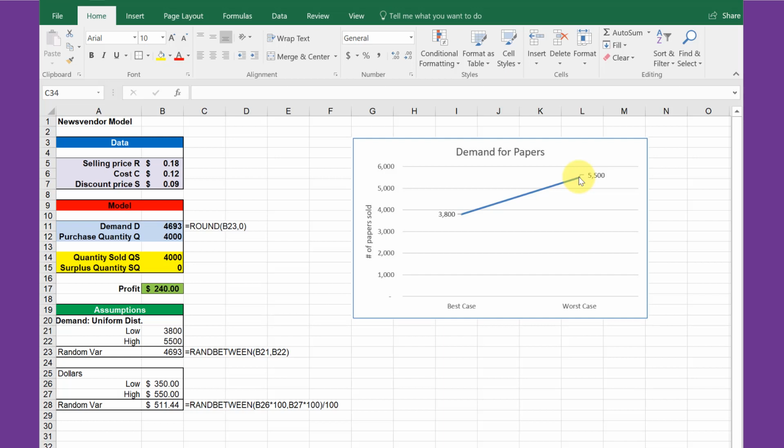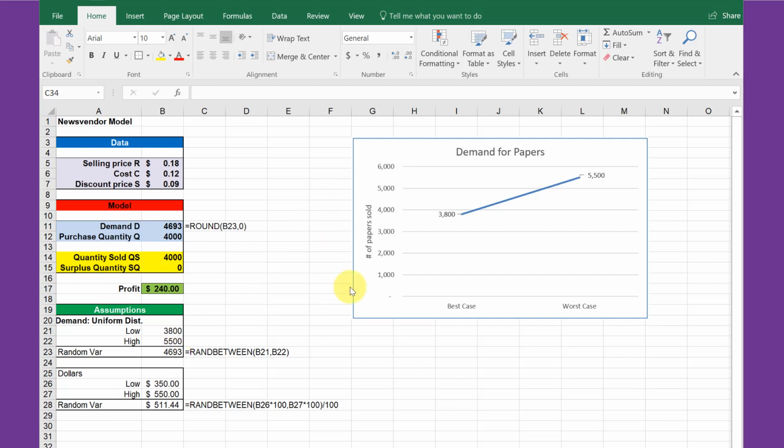We don't use the RAND function. We use the RANDBETWEEN function. And this is a function added to Excel in 2010, so hopefully you have it. The RANDBETWEEN function takes two arguments, the low value and the high value, and it returns an integer randomly between those high and low values.